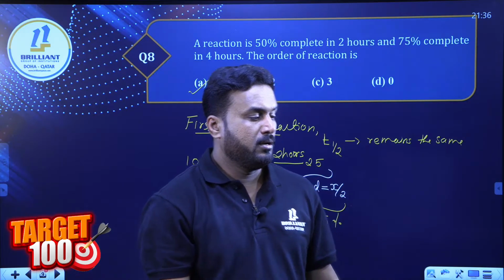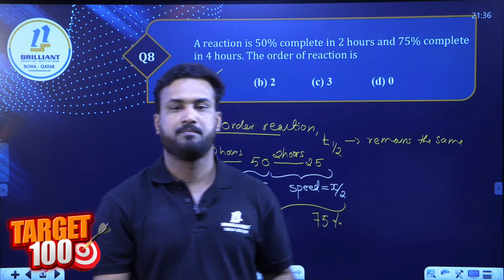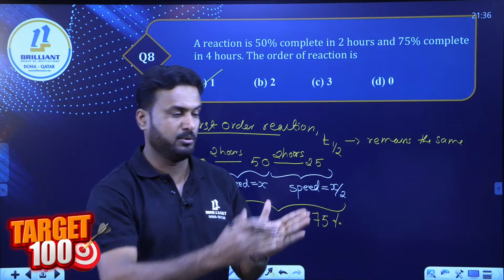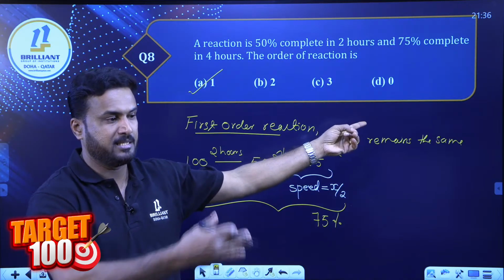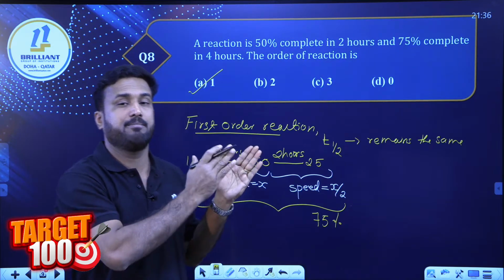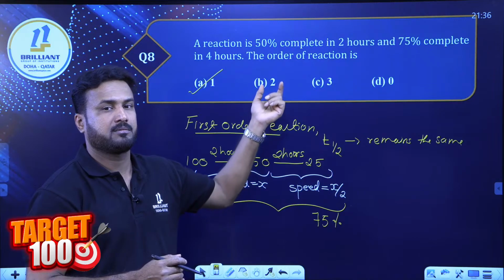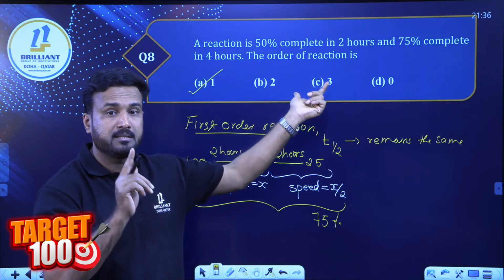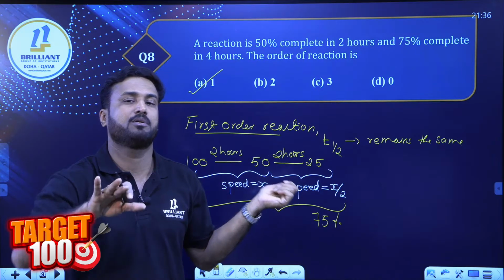Almost all gave the right answer. I think a few students got it different, but the majority got it. Someone said zero order, which is not correct; that is why I explained very clearly. Don't make a mistake next time. You can expect this type of question in the upcoming board exam, because this is a logic based question. In first order reaction, T half remains the same. Always keep that in mind.